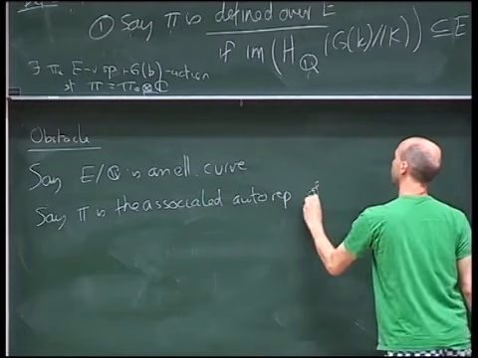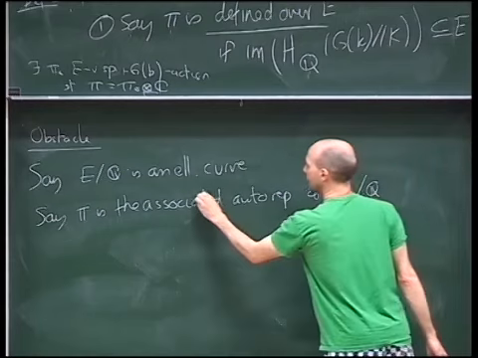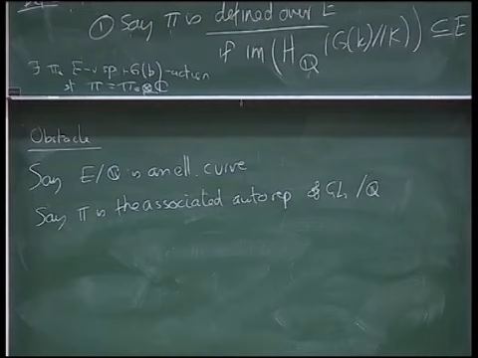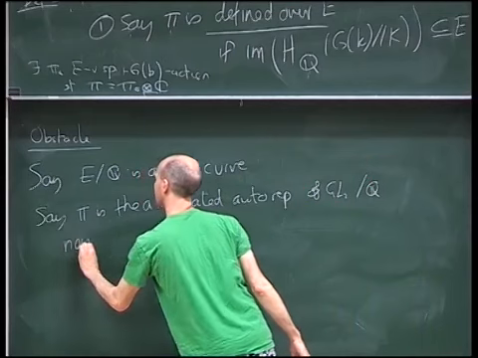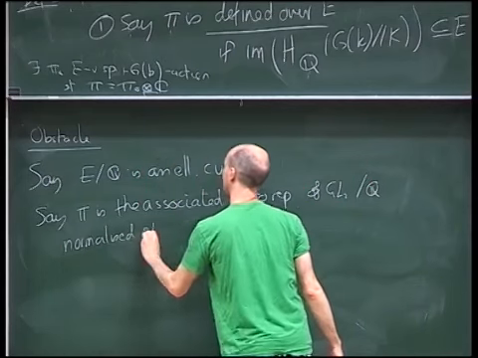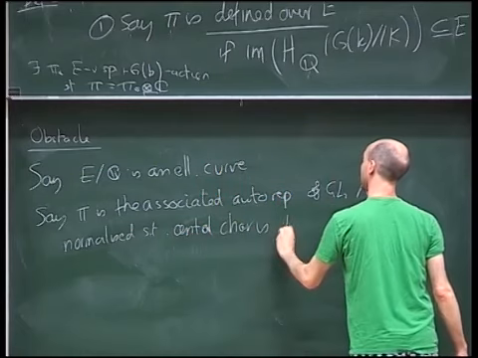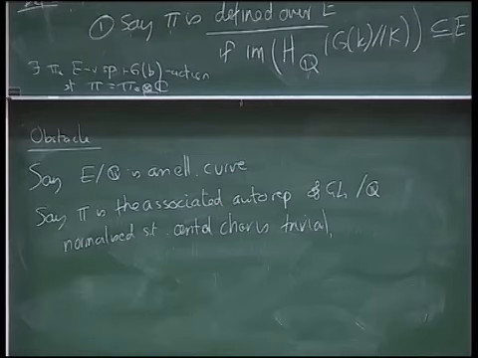of GL2 over Q. There's a normalization issue. You have to decide what the central character will be. So let's just normalize it in the standard way, such that the central character is trivial. This is the standard normalization. For higher weight modular forms, there's more than one standard normalization, but for elliptic curves, this is the standard thing.